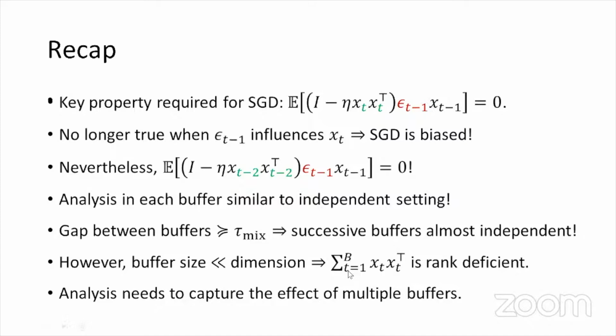So the analysis still needs to capture the effect of multiple buffers, but there are two key things that we can use here. First is that within each buffer, we can try to do SGD kind of analysis, and across buffers, because we are giving a gap of a mixing time, we can treat them as being independent and then somehow accumulate the effect of using samples across different buffers.